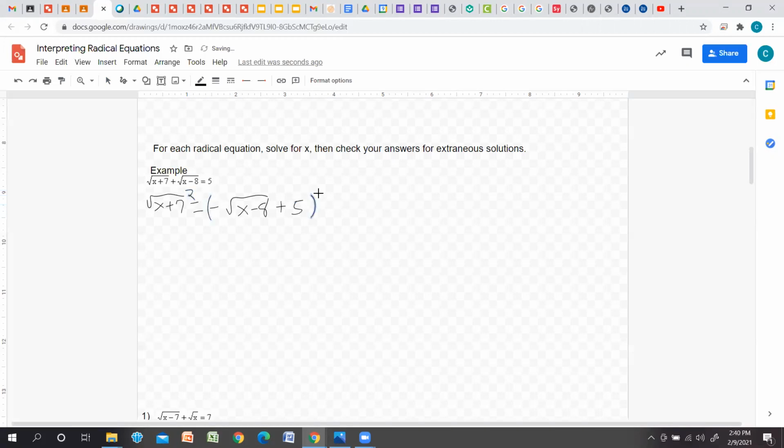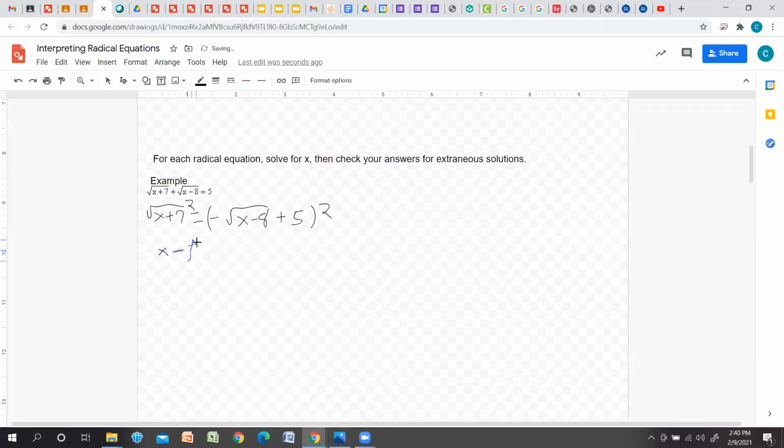So on the left side, it's fairly straightforward. It's x plus 7. On this right side, remember, we're distributing it, right? We're multiplying this by itself, so we follow that. If you think through it, the first term times itself will just cancel out the square root. Now the middle term, I'm going to write some extra notes, right?